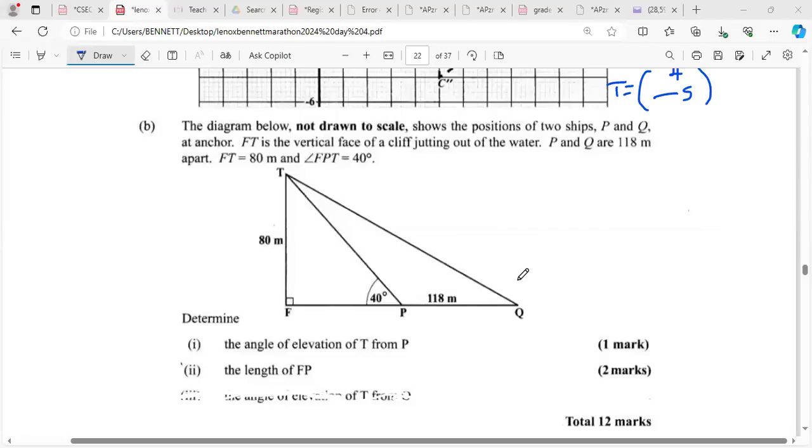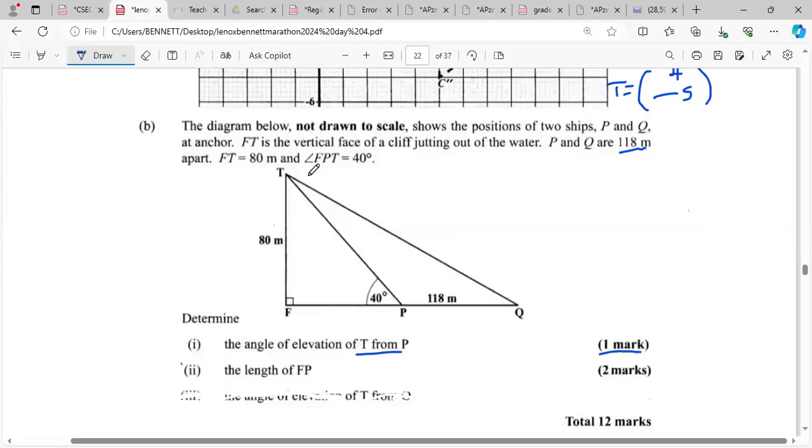Alright, so it says the diagram below, not drawn to scale, shows the position of 2 ships, P and Q, at anchor. FT is the vertical face of the cliff, jutting out of the water. P and Q are 180 meters apart. FT is 80 meters, and angle FPT is 40 degrees. Determine the angle of elevation of T from P. Notice it is 1 mark, guys. You realize it's just 1 mark.